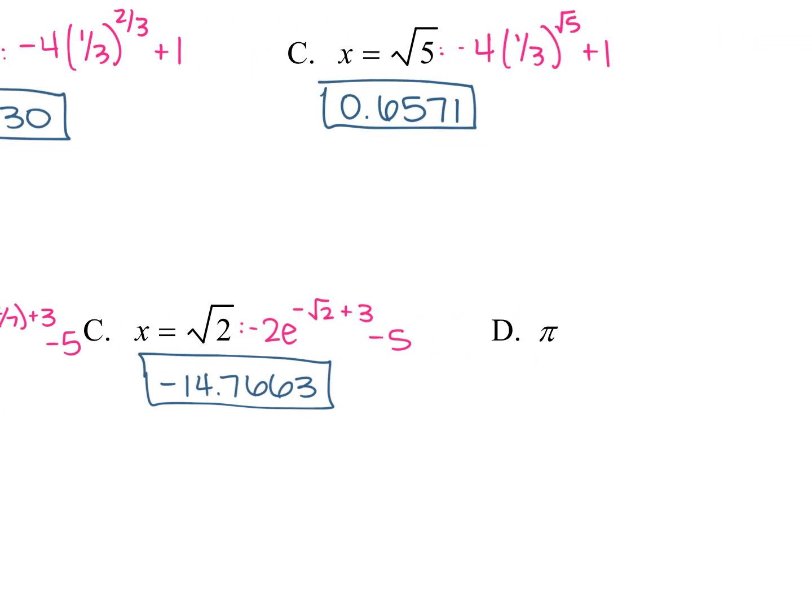Then for example D, you have pi. So that's going to give you -2e to the power of the opposite of pi plus 3 minus 5. Plug it in, round to the 4th decimal place, you should get -6.7359.